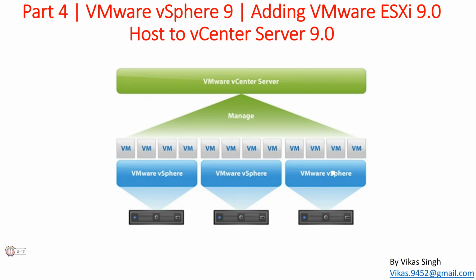Now in this part we are going to learn one of the most important tasks in VMware infrastructure: how to add an ESXi host to vCenter Server step by step. This is a critical step because without adding an ESXi host to vCenter, you cannot use the advanced features like vMotion, high availability, DRS, and centralized management. So let's see this in practice and how to add an ESXi host in vCenter Server.